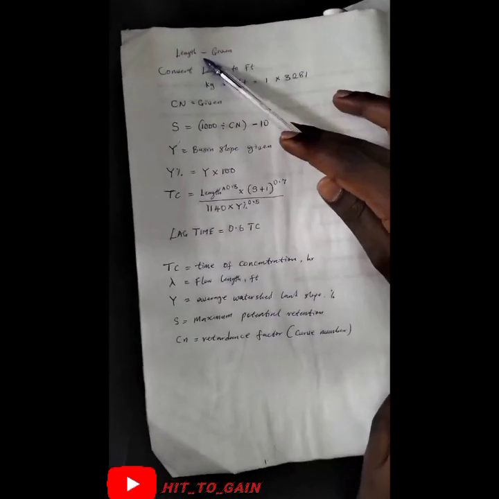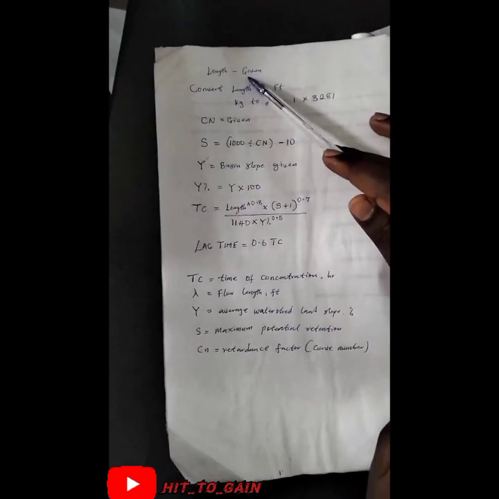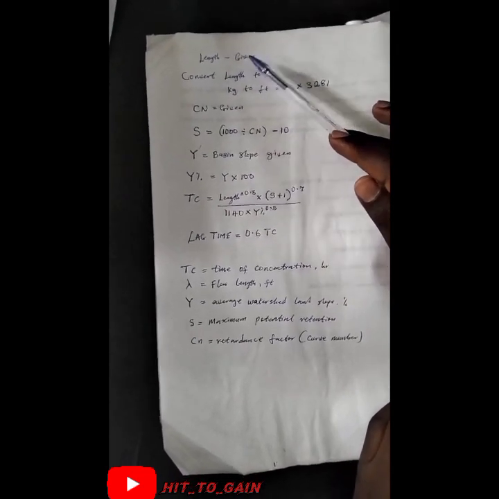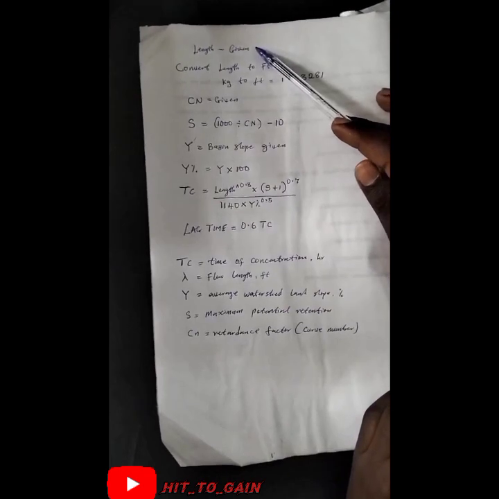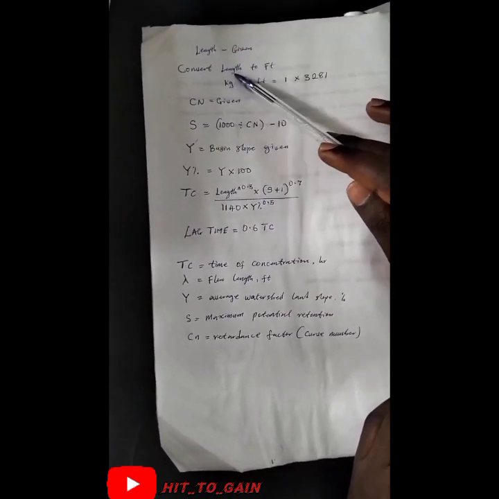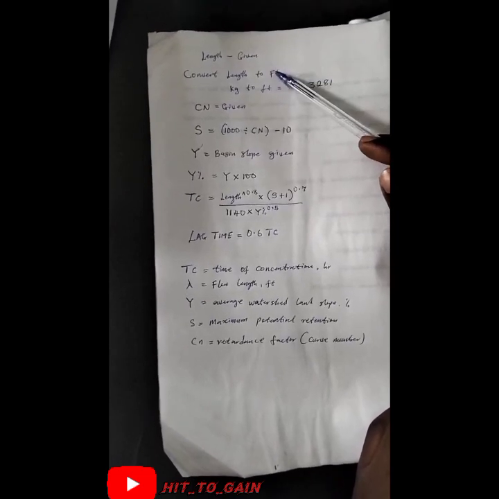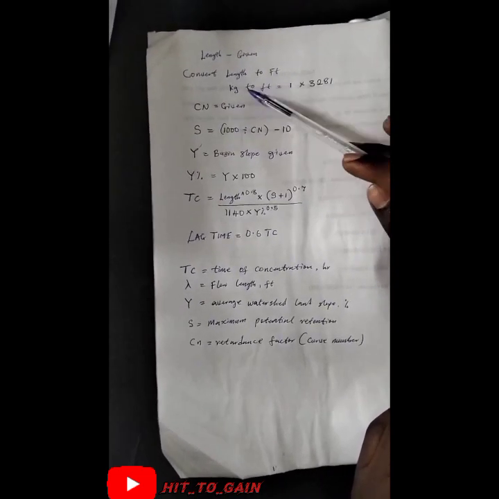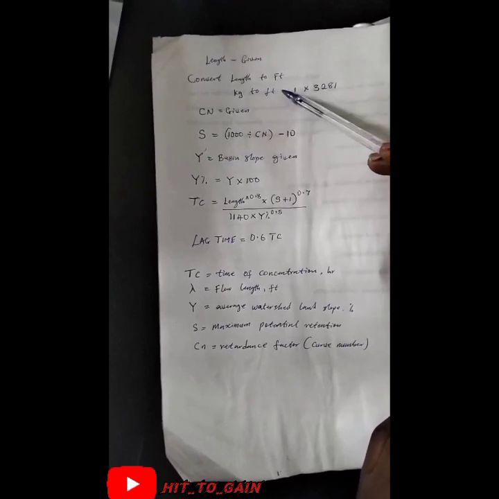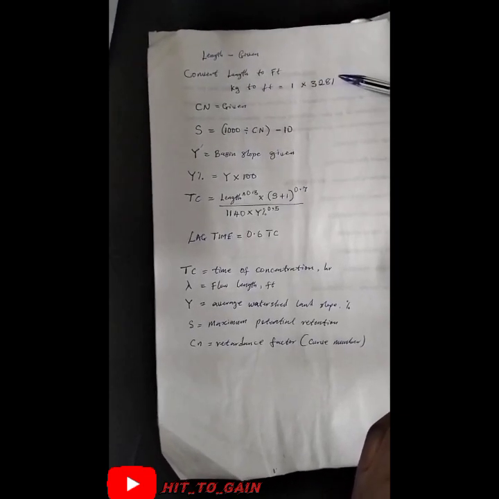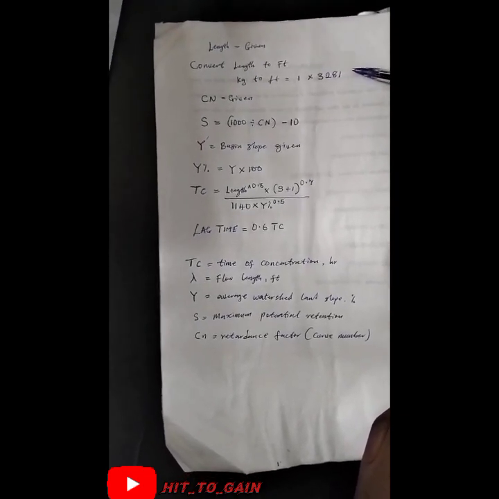The length will be given to you. You get your length from the sub-basin. The length will be given in kilometers, so you convert the length to feet. Conversion of length to feet is you multiply your kilometer length by 3281 to get it in feet.